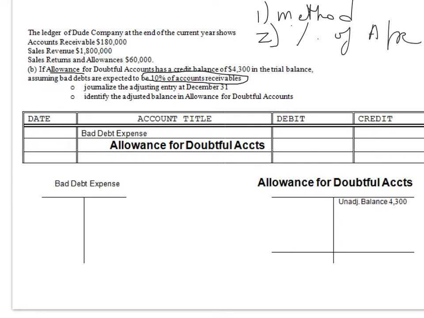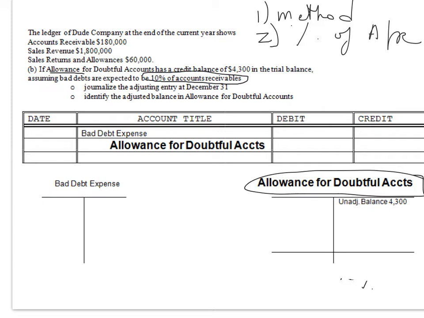Okay, as I mentioned in my earlier videos, receivables go with allowance. Both accounts are on the balance sheet. Therefore, you have to start with the allowance for doubtful accounts. That's my leader account. That's why I made it bold like that. So if I want my allowance to be 10% of accounts receivable, right here, your adjusted balance.